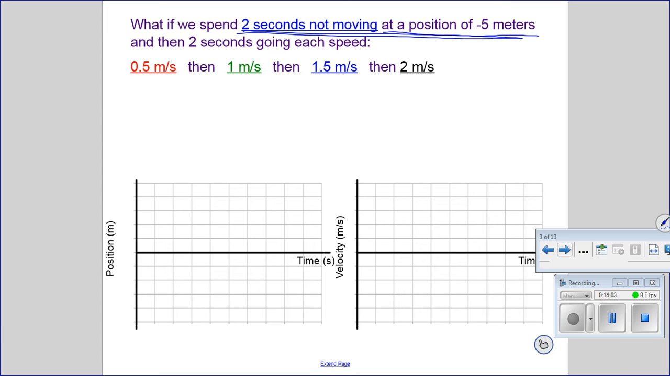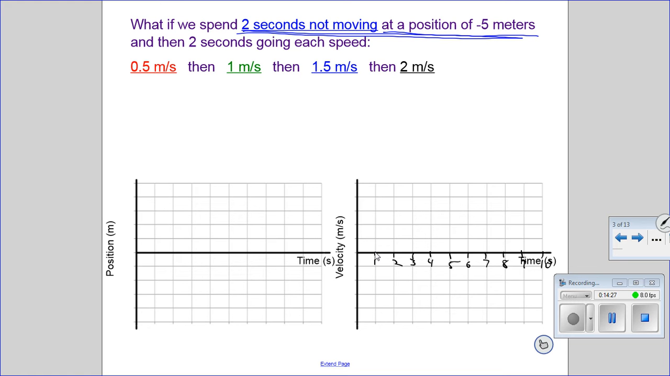So, here's my velocity time graph. How much time do I need? Let's see, I've got 2 seconds not moving. So 2, 4, 6, 8. I need a total of 10 seconds. And if you look at the graph, I think there's 10 seconds here. So let's just number this. My time is going to go 1, 2, 3, 4, 5, 6, 7, 8, 9, 10.